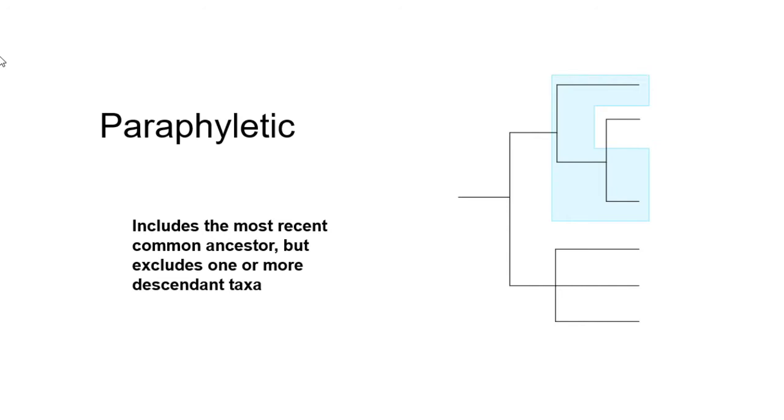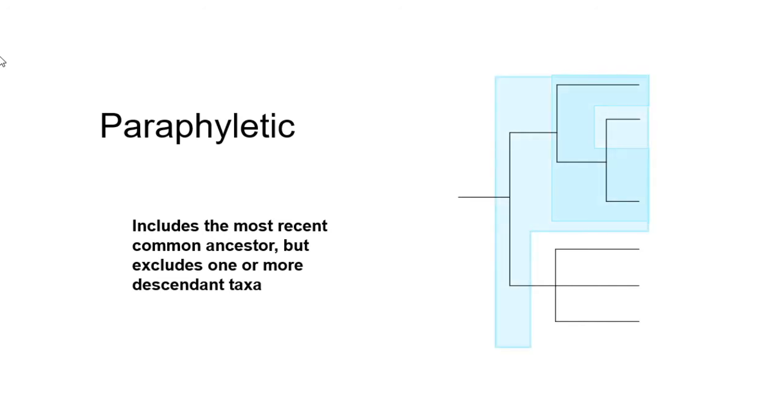So if we identified all of these shaded here as part of whatever group we're looking at, and I'll give you examples in a minute, but we excluded that one branch, that would make this group paraphyletic. That's a problem because it doesn't communicate clearly all of the members of that group.